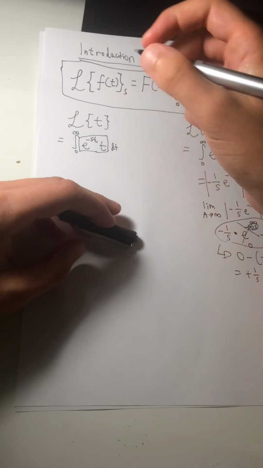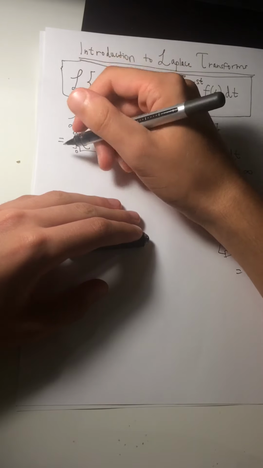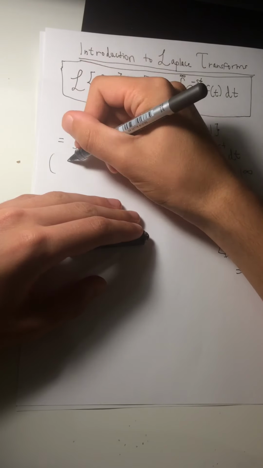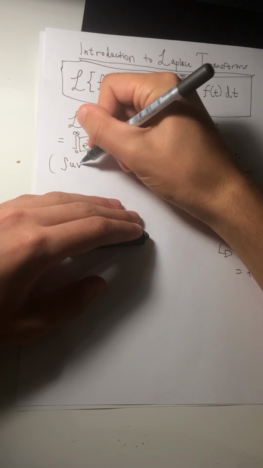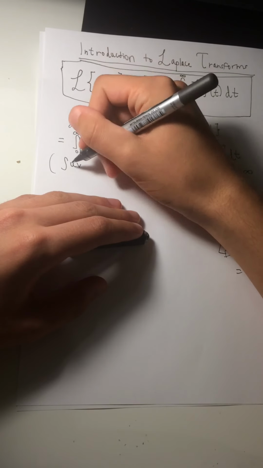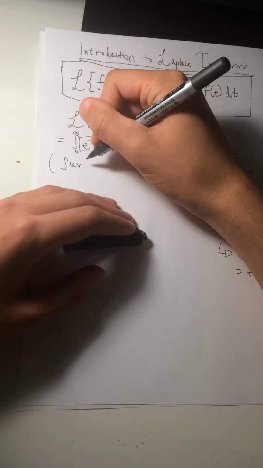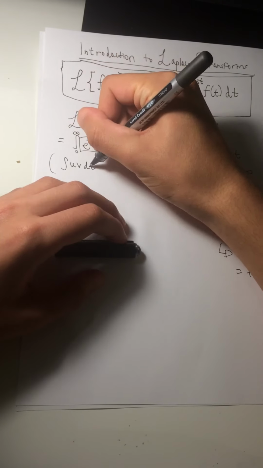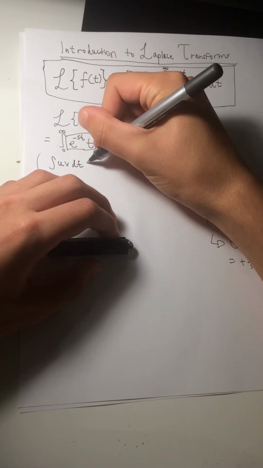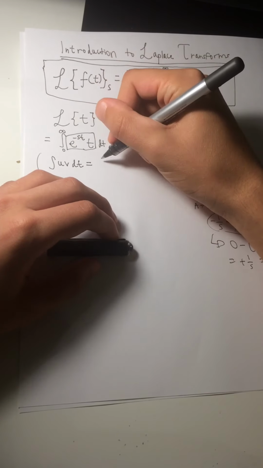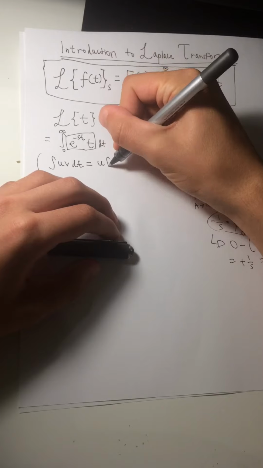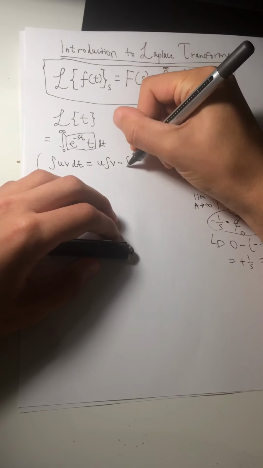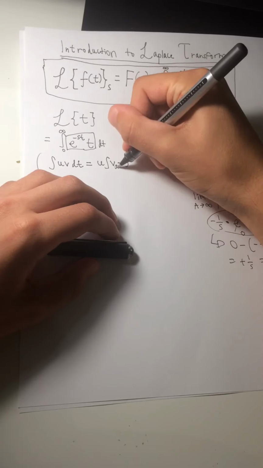So the rule says that the integral of uv, with u and v being parts of the integral, let's say dt, whatever, should be u times the integral of v minus the integral, dt, whatever.